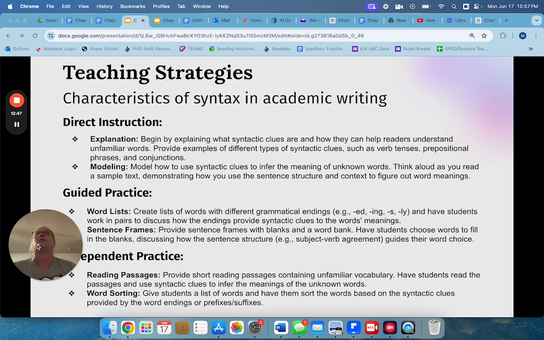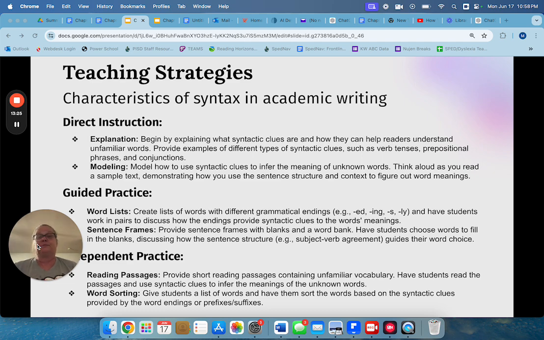So you're going to model, well, what might this mean based on what we've read before? So that's how you would use the modeling. In the guided practice, we've got the word list, and students are going to use those word lists to discuss grammatical endings and their syntactic clues. By having students work in pairs to do this, that really starts embedding it a little bit more into their minds.